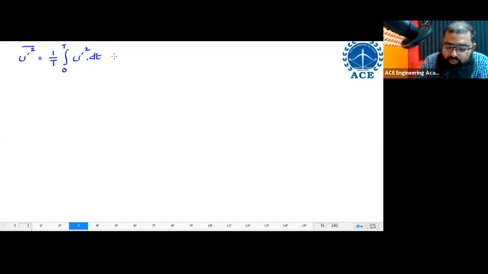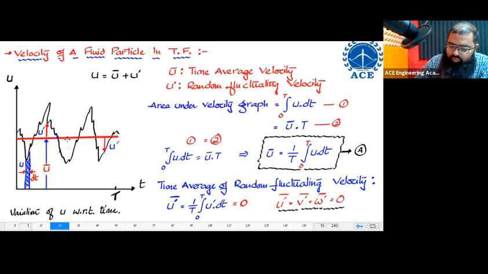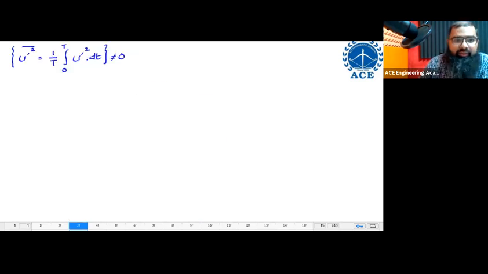Now this value will not be equal to 0. This value cannot be equal to 0. Why cannot be equal to 0? The reason is you have squared this random fluctuating velocity. That means the lower part, which was below, it also has become above now. So this is the value I'm having. Now, till here, everything is fine. This is helping me understand the concept of fluctuation.